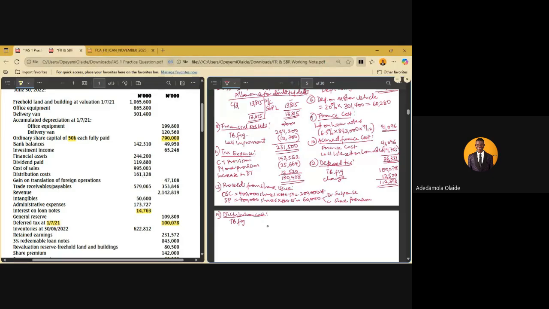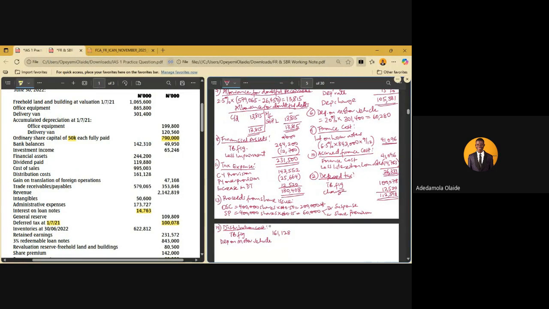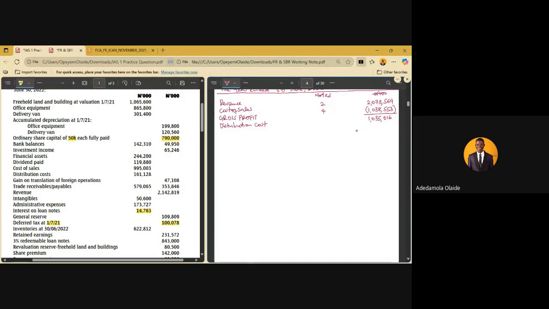Distribution cost here is 161,128. Then depreciation on motor vehicle. How much? Remember, they haven't added it. The one we just calculated is 6280. So with this, how much will be our distribution cost? 221,408. Distribution cost, note 14.